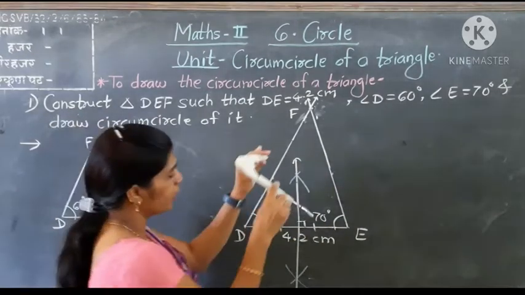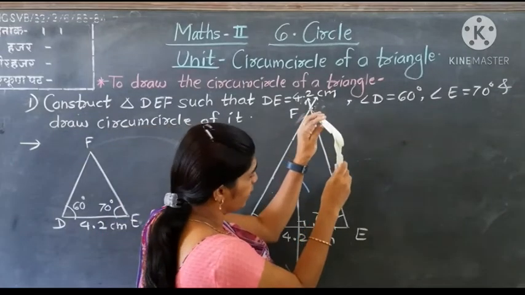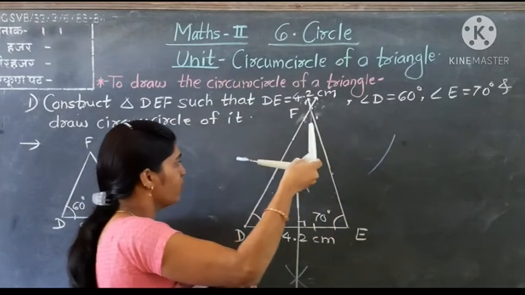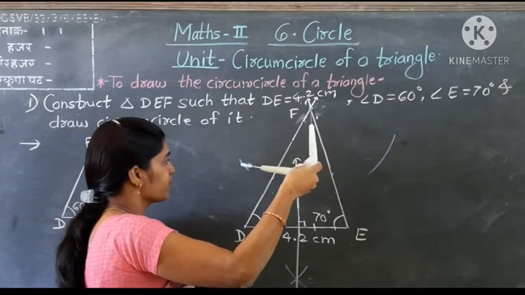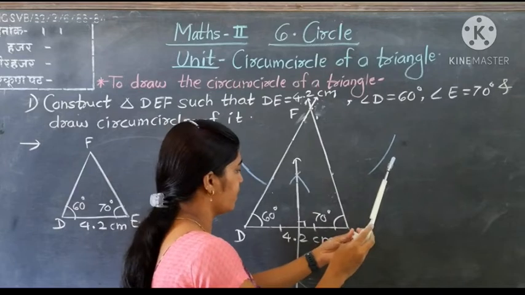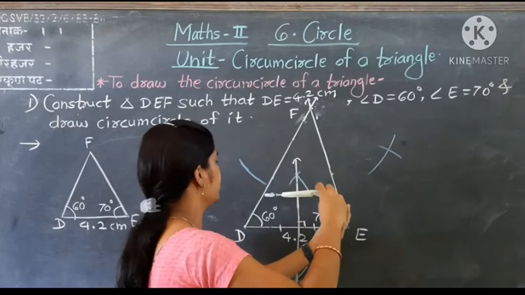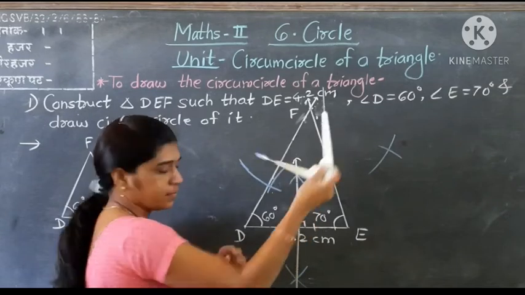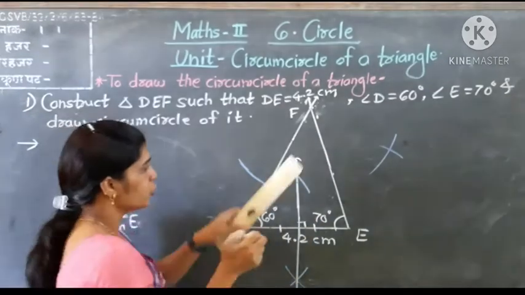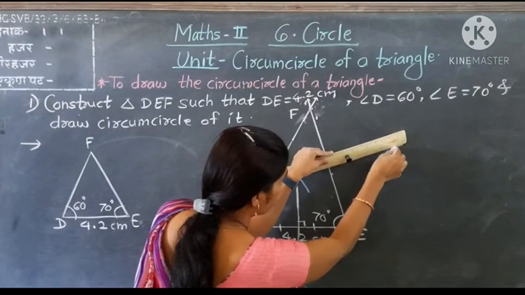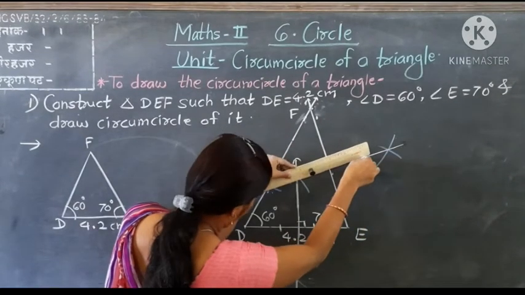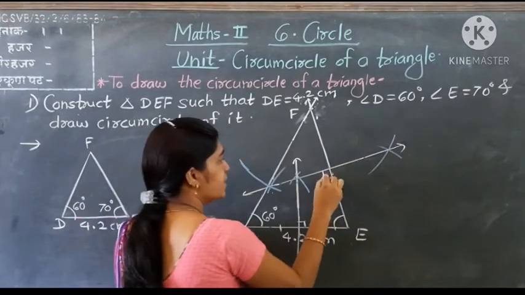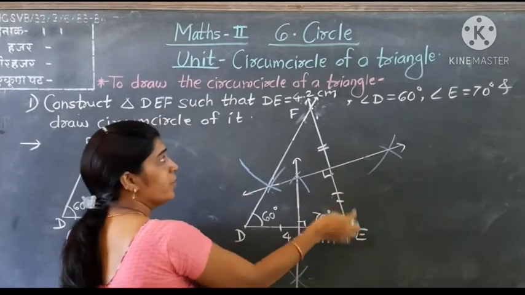Similarly, you draw perpendicular bisector of EF. Take measure greater than half and draw arc on both sides. From E also take the same measure. And join these 2 points. This is perpendicular bisector of EF.